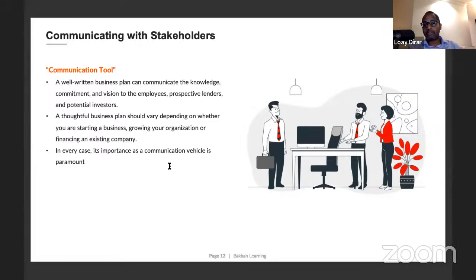A thoughtful business plan should vary depending on whether you are starting a business, growing a business, or financing an existing company. And sometimes a business plan can help to convince investors during a downturn, whenever your business is going through a turnaround exercise. In every case, it's important as a communication vehicle. So a business plan, think of it as a passport for your idea. Okay.